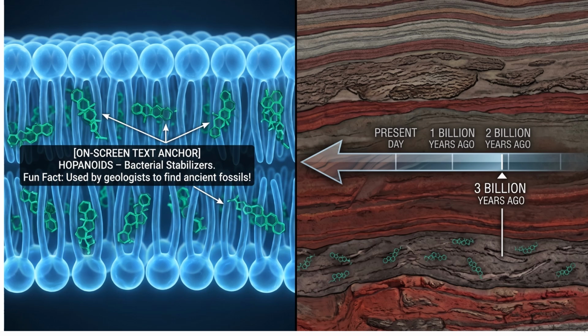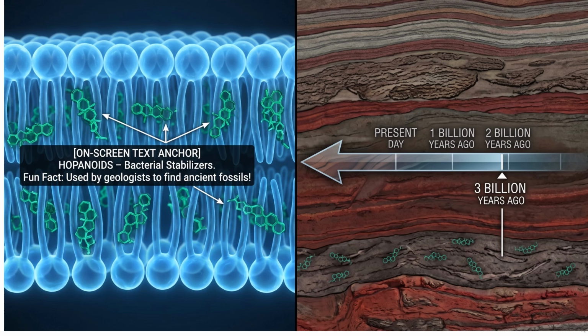They don't make cholesterol. In fact, if you see cholesterol in a bacterial membrane, it usually means that bacterium is a parasite stealing it from a human host. Instead, bacteria use an ancient molecular cousin called Hopanoids. Hopanoids have 5 rings instead of cholesterol's 4, making them slightly bulkier and incredibly robust. They perform the exact same job, stabilizing the membrane across wild temperature shifts.